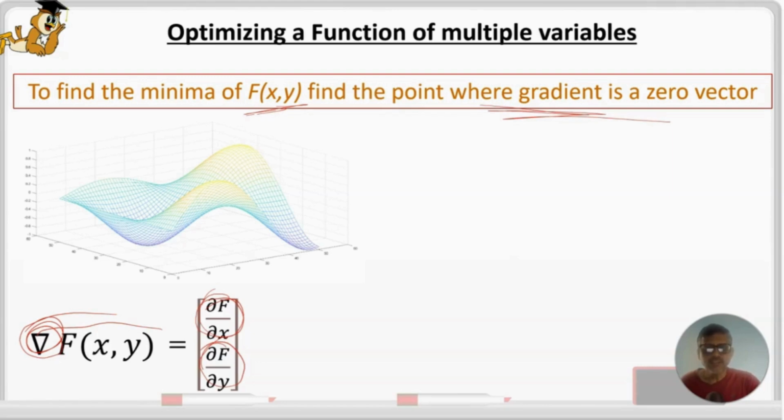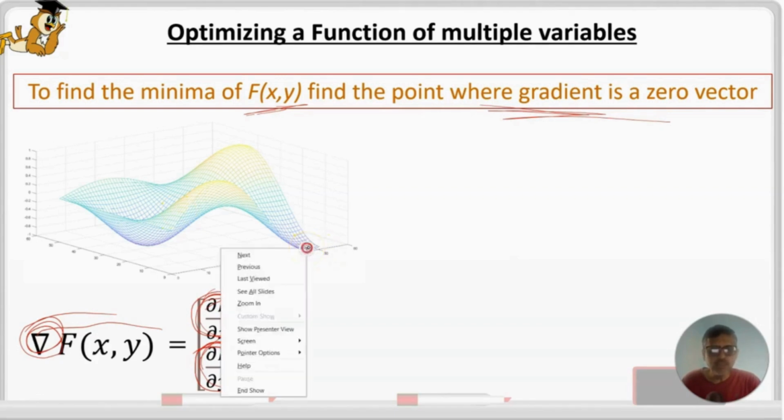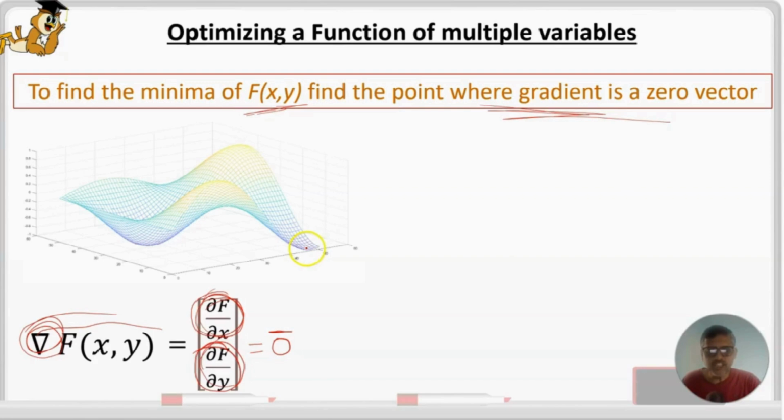And we said that an extremum, a maximum or a minimum, would be the point where the gradient is a 0 vector. I am going to indicate a 0 vector by writing a 0 with a bar on top. What that means is that each of these partial derivatives has to be 0. Each of these partial derivatives has to be 0 because, let's say you are at a minimum, your value of the function would not be changing in any direction at that one particular point, right?